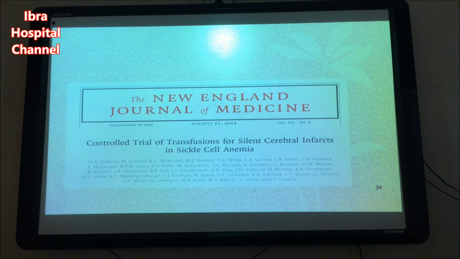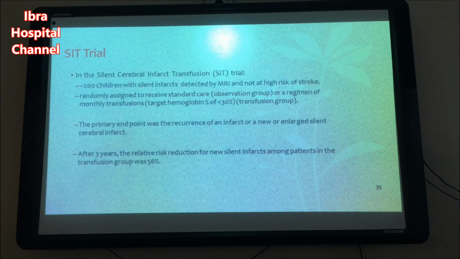So some researchers collected a group of these patients, did a CT scan, it was normal, so they decided to do an MRI, and they found there are minor small infarcts. They call them silent infarcts. They don't cause any sensory or motor disability, so it's not called stroke, but it can cause cognitive dysfunction, and sickle cell patients may do less well than regular people at school, and that's the reason. Even in this article, they recommended transfusing this group of patients.